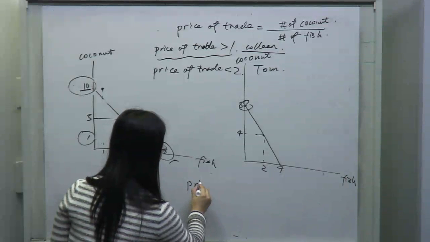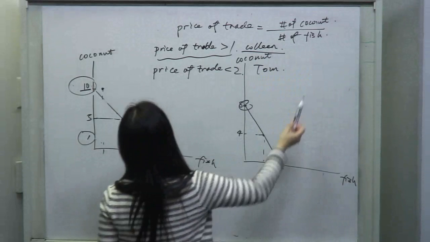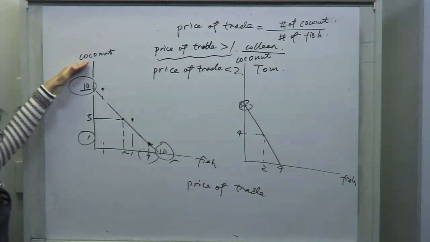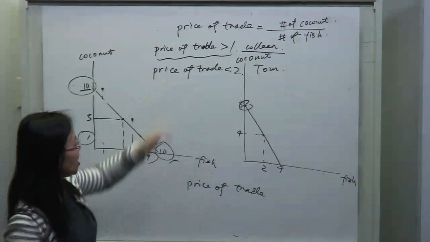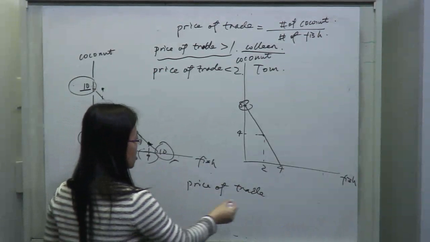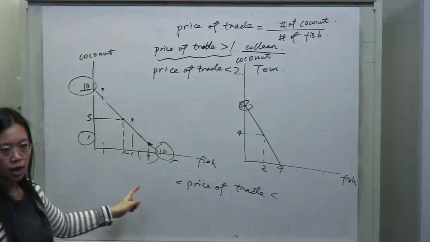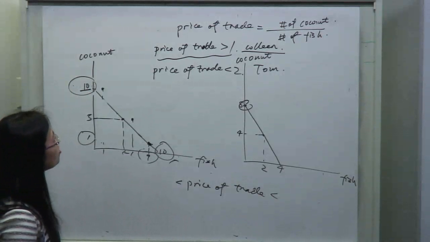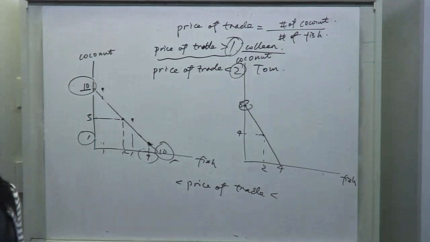The price of trade: first you have to define it as the number of goods on the vertical axis divided by the number of goods on the horizontal axis. After you define this, then in order to make this deal happen, the price of trade has to be in a range. There is an upper limit and there is a lower limit. So how do we find this upper limit and lower limit?